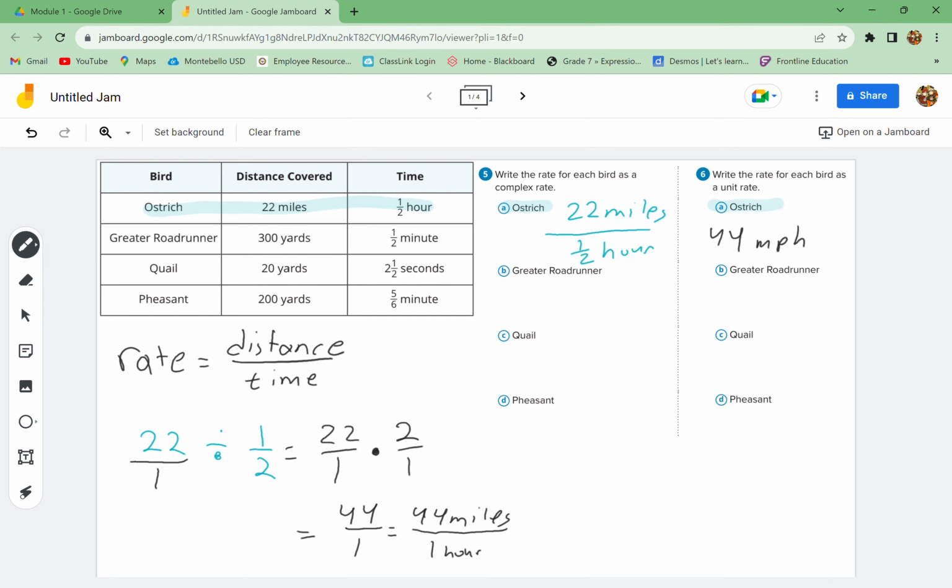And notice how I wrote it down like that. That's what's important to know, how to go from one to the other. Alright? So hopefully this helps you get started and you can finish up the second one.